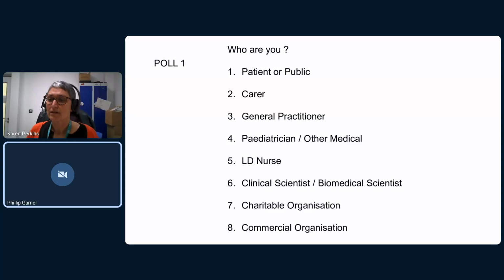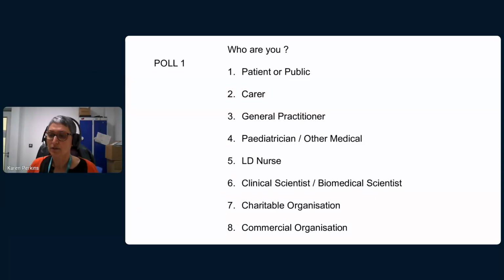Yeah, the poll's running. There we go. So lots of you are from the learning disability nurse population, which is wonderful. A few of my colleague clinical scientists out there, a few charitable organisations, and some carers as well, which is wonderful to see. So we'll just leave that running for a while, and then hopefully you'll all be able to see it on the screen when it's finished. So that's just ended.